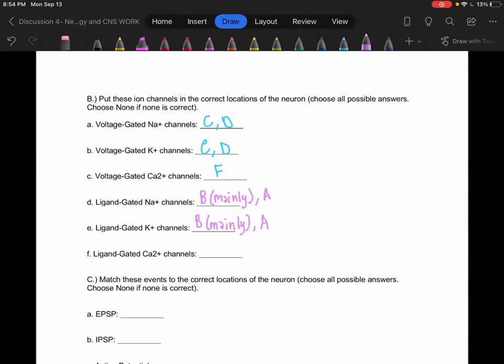And then lastly, the ligand-gated calcium channels. This is kind of a little trick. We will not see these anywhere, though we only see voltage-gated calcium channels. So there are no ligand-gated calcium channels, only voltage-gated calcium channels. And we'll see that in just a little bit.